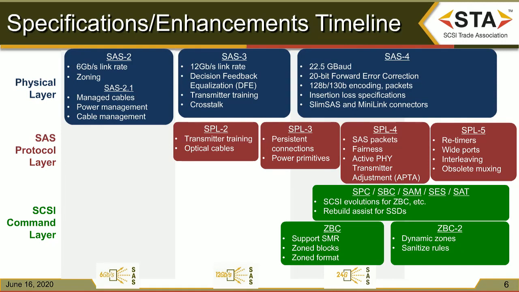Note that it's SAS3 and SPL2 that make up the fundamental building blocks of 12 gigabit per second. And it's SAS4 and SPL4 that make up the 24 gig SAS specification.